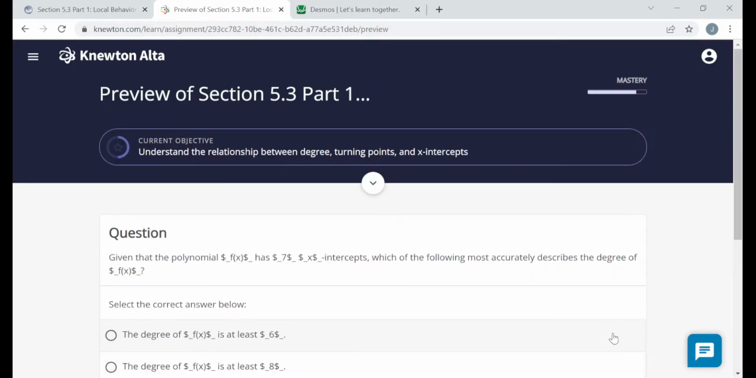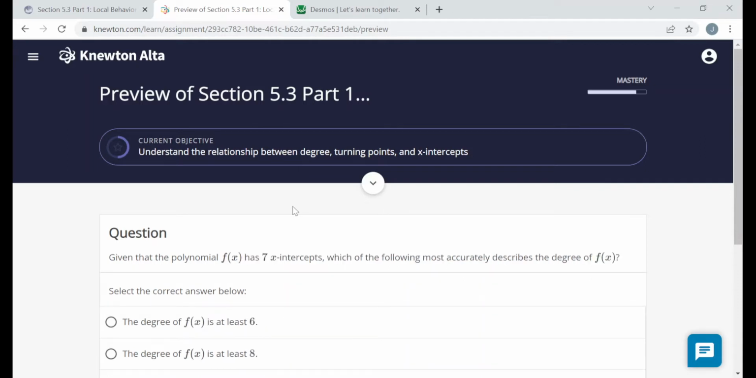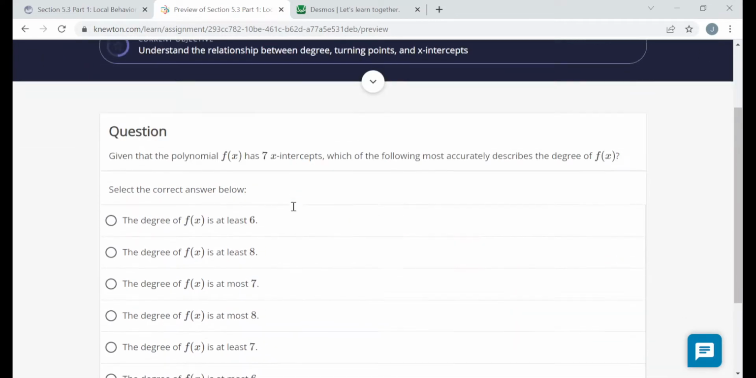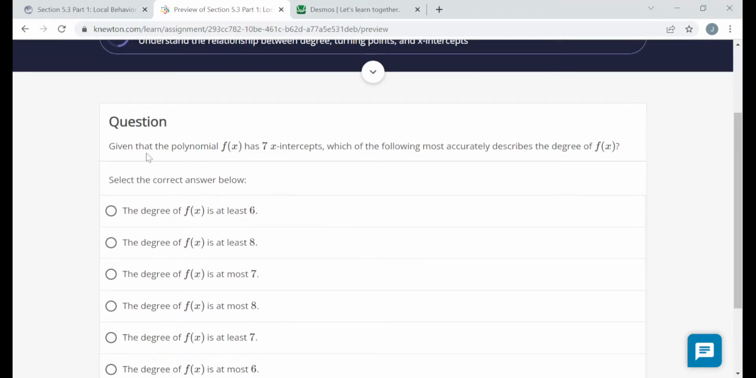All right, then we're back to that. Just remember the relationship between degree, turning points, and x-intercepts. Once again, if the degree is n, a polynomial will have at most n x-intercepts and at most n minus 1 turning points, right? Those tops of hills or bottoms of valleys. That's all you need to remember. So here, this polynomial, they're telling us, has 7 x-intercepts.